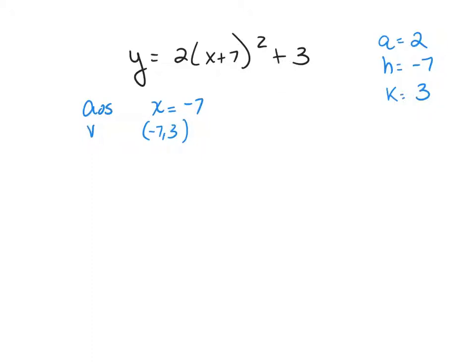The focus has a weird formula, so we're just going to fill in the blanks. And it's going to be H, comma, K plus 1/4A. So you're going to have to use your calculator a little bit. It's not a big deal. It's -7, comma, 3 plus 1/8, because A is 2, and 1/4 times 2 is 1/8. So that's going to be -7, comma, 3 1/8. You can put 3 1/8 or 25/8, either one.